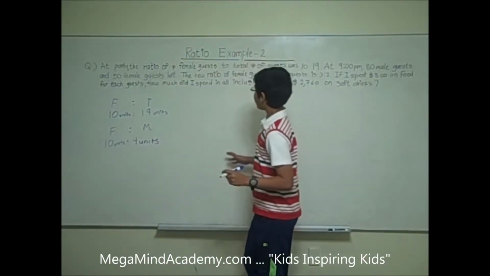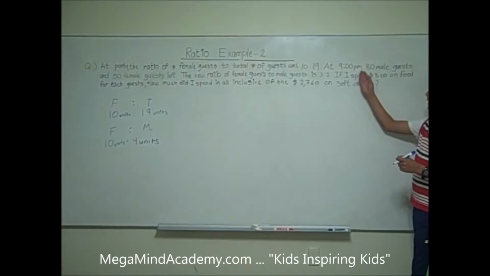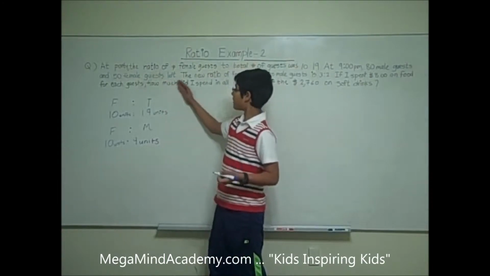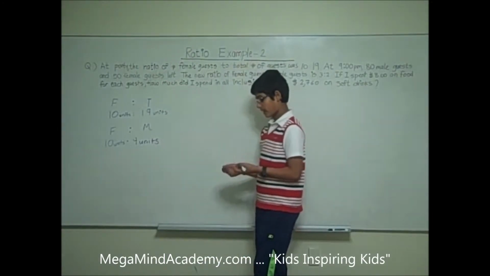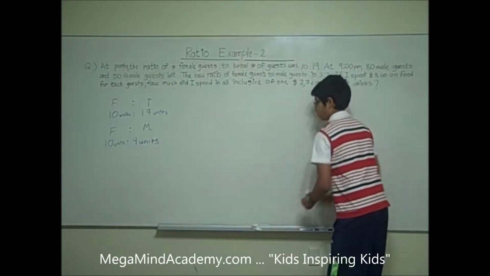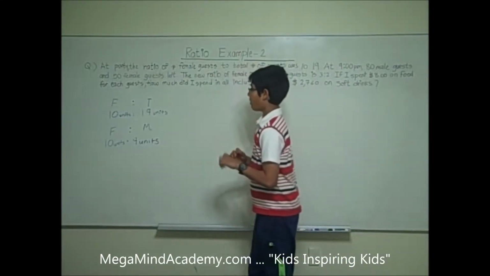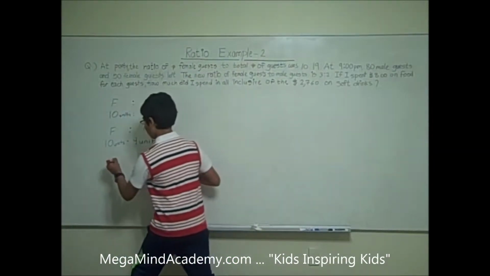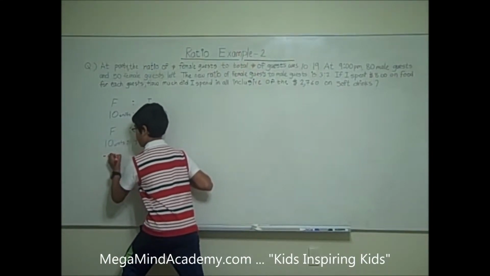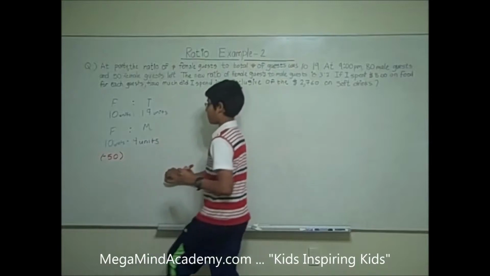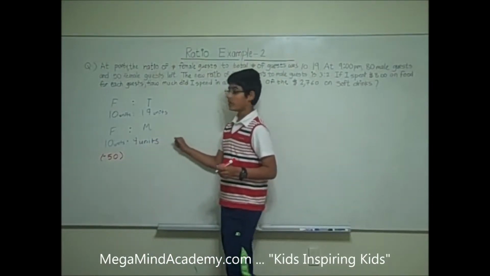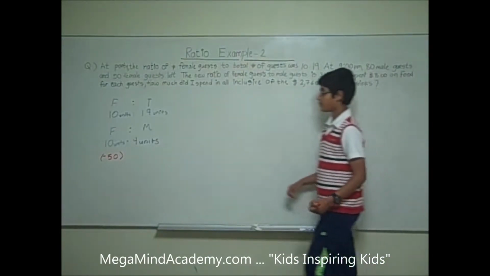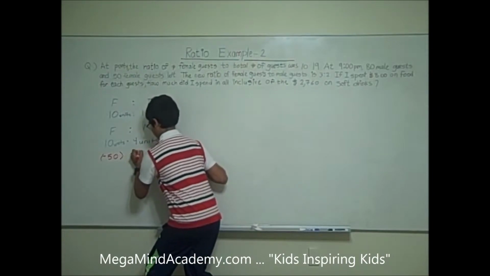Now, it says at 9 o'clock p.m., 80 male guests and 50 female guests left. So, let's write minus 50 female guests under the 10 units. So, minus 50, and minus 80 under the males, because 80 male guests left. So, minus 80.